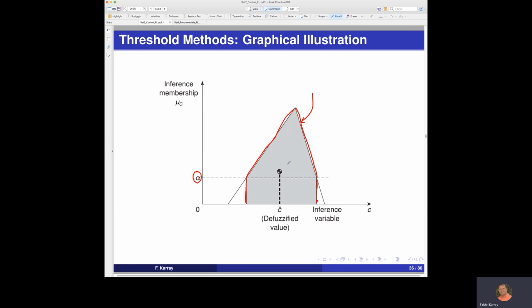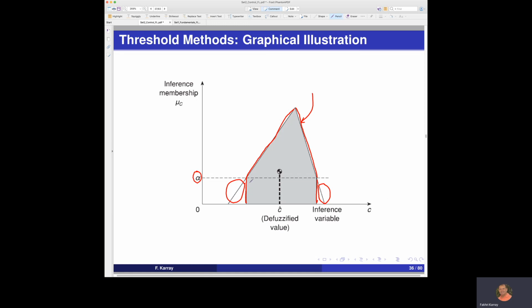We compute exactly as we have done for the centroid methods, and we disregard the area related to very, very low values of the membership function. So we only take the part of the membership function that counts the most, which is this particular representation. This is known as the threshold method. It is not very much used in the literature, but still some people have utilized it, so they are using the alpha cut of the system.